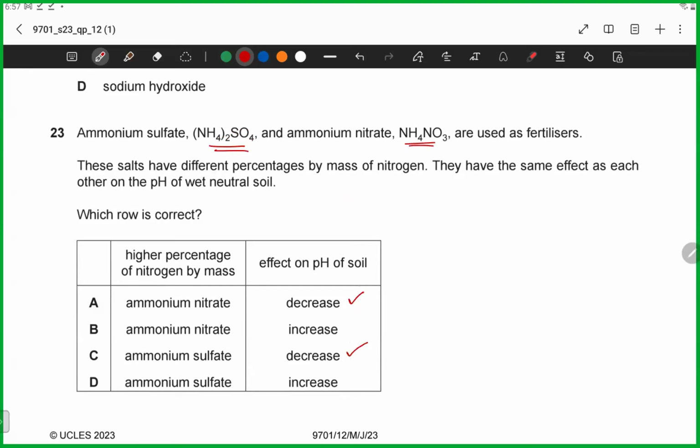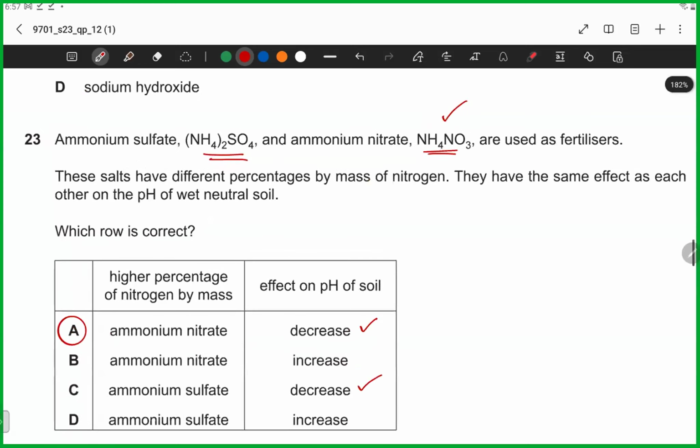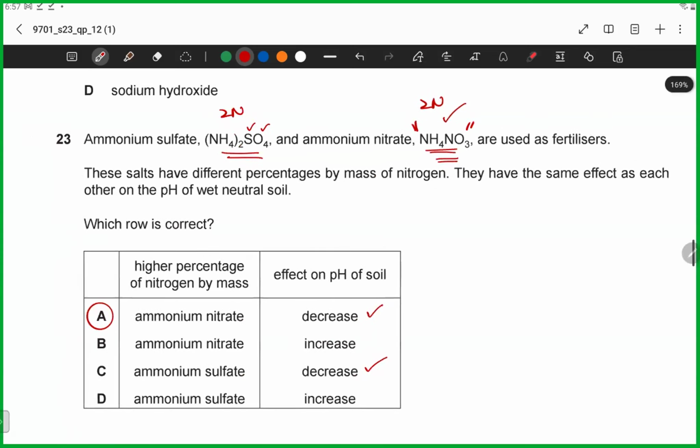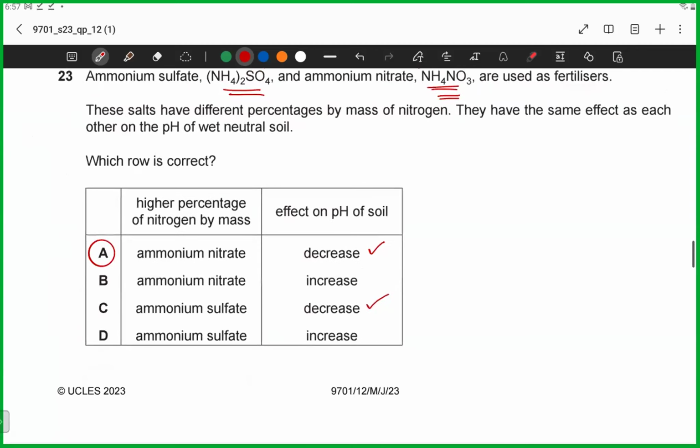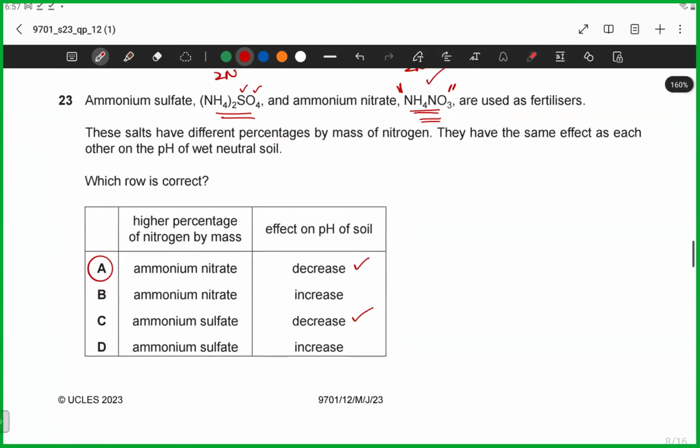ठीक है? बाकी वो higher percentage तो आप खुद भी निकाल सकते हो. Which one is going to have a higher percentage? I think it's going to be this one, just by looking at it, because the Mr looks smaller. It has two N's, and this one also has two N's. लेकिन उसकी जो Mr है ना, that's a lot smaller. So that means the percentage by mass is going to be a lot higher. क्योंकि सल्फर 32 है, ऑक्सीजन 16 ×4, so that's a much bigger molecule. ये क्लियर है? Is this clear? Yes, sir.